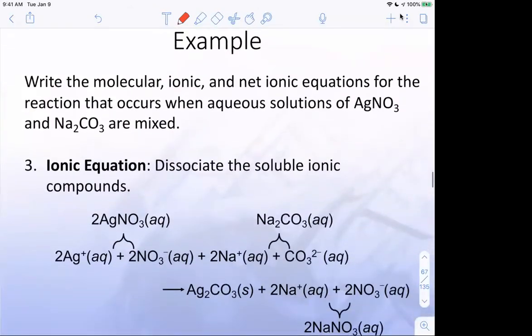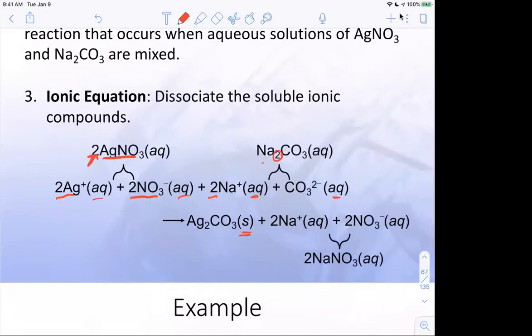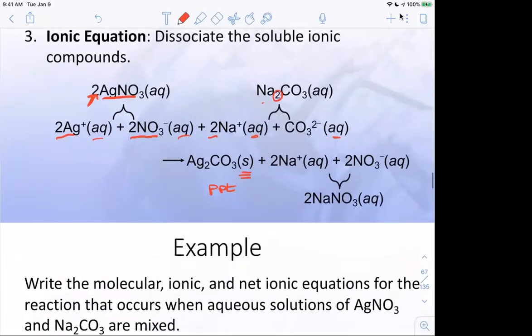If I want the ionic equation, anything that is a strong electrolyte is going to be dissociated. So my silver nitrate gets dissociated, notice my coefficient, to 2 silver plus 2 nitrates. Also represent the state, which is aqueous. My sodium carbonate, right? I'm going to get 2 sodium ions and 1 carbonate ion, both in solution. And then this is going to be a solid because it is insoluble according to the solubility rules. This is my precipitate. And then I have my 2 sodium ions and my 2 nitrate ions.